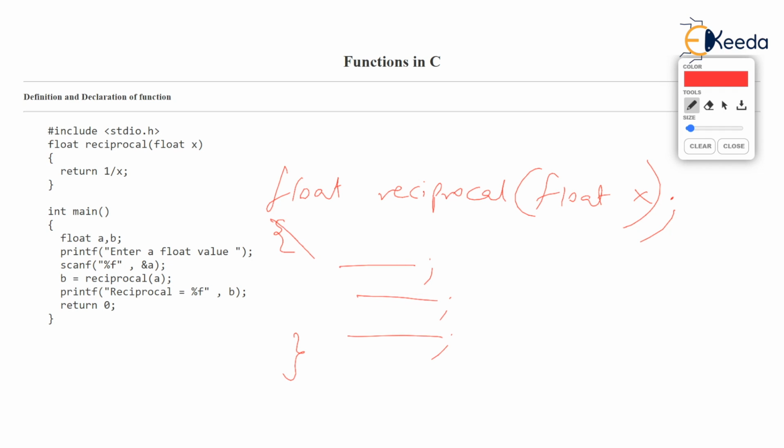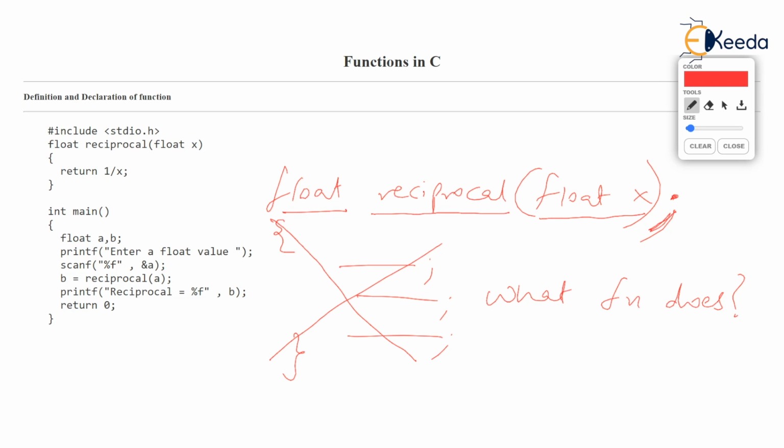That means we are not defining what the function does. We have not at all said that, but we have only said that there is some function called reciprocal which takes a float parameter and it returns a float, and we have literally finished this with a semicolon at this point of time. So this kind of line is known as function declaration. So what is function declaration? When you write the return type, function name, parameter, followed by a semicolon, but you don't write the contents of the function, you don't write the body of the function, then it is known as function declaration.